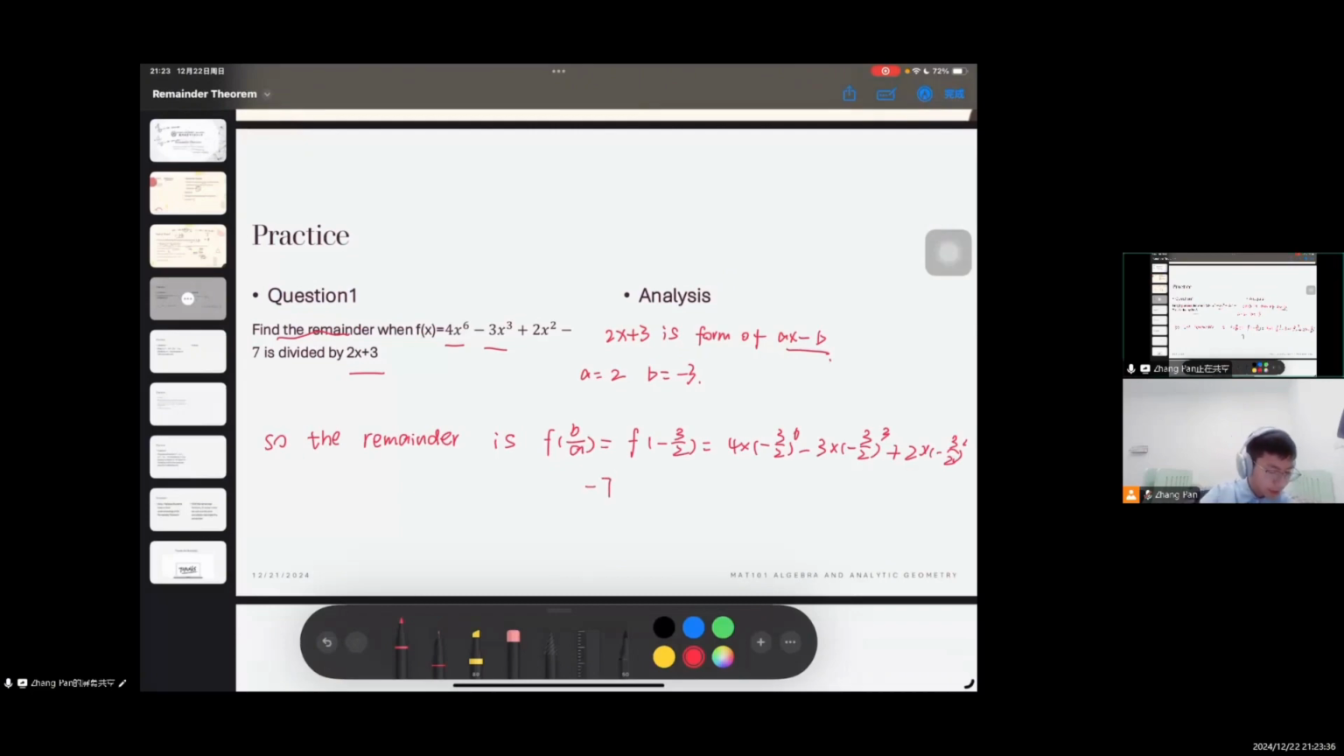Okay, let's find out the result. It equals 929 over 64. This problem can be solved quickly, right? Now, let's move on to the next question.